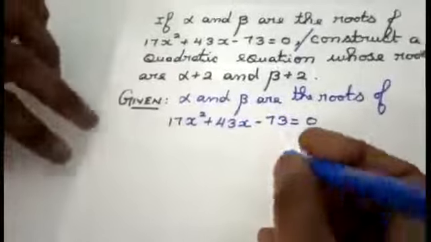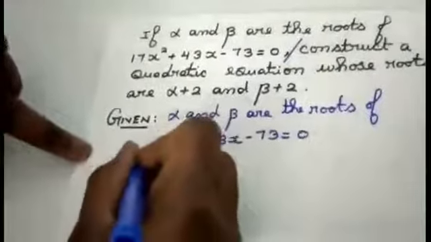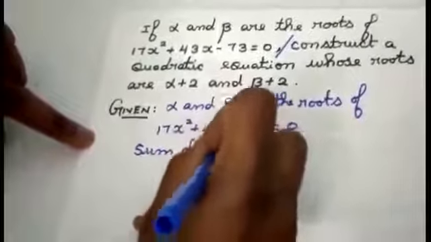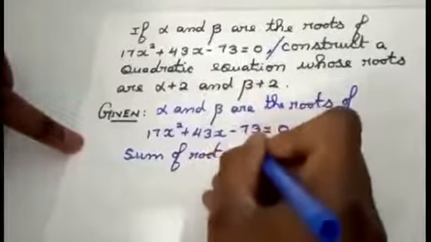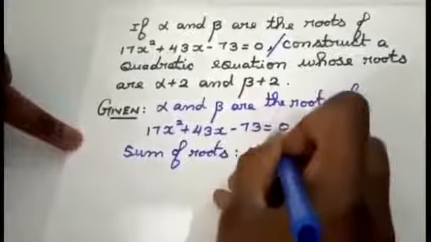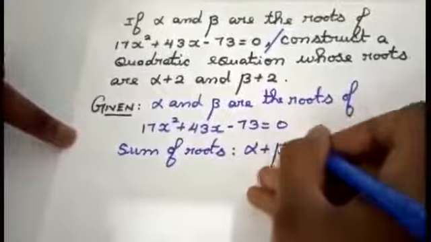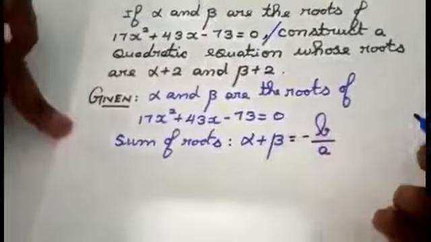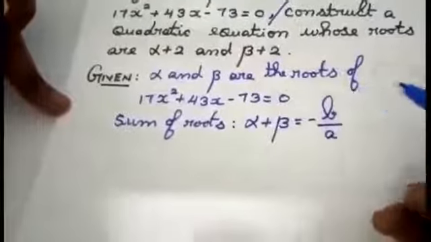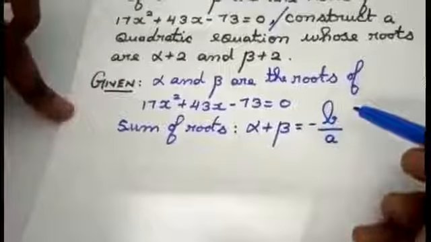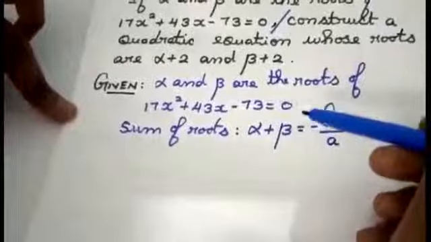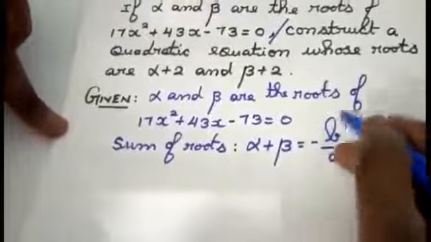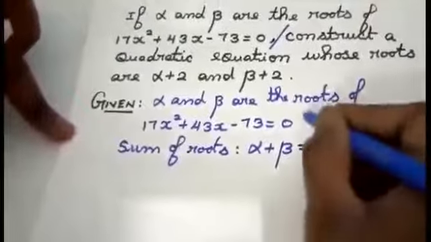I am going to apply it here, that is, sum of roots is nothing but alpha plus beta equal to minus b by a. Since I am not having the value for alpha plus beta, but we know the condition alpha plus beta equal to minus b by a, the left hand side and right hand side answers will be the same. Since I am not having the value for the left hand side, I am going to calculate the right hand side. Before calculating the right hand side, let me take this equation.